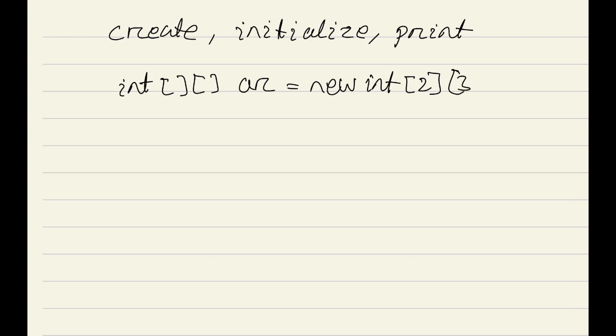So to create a two-dimensional array we can write this one. First we need to write int square bracket, then ar equal to new int, then the row number and column number. Suppose 2 is the row number, 3 is the column number. So we can write new int 2, 3. Then we need to initialize the array.